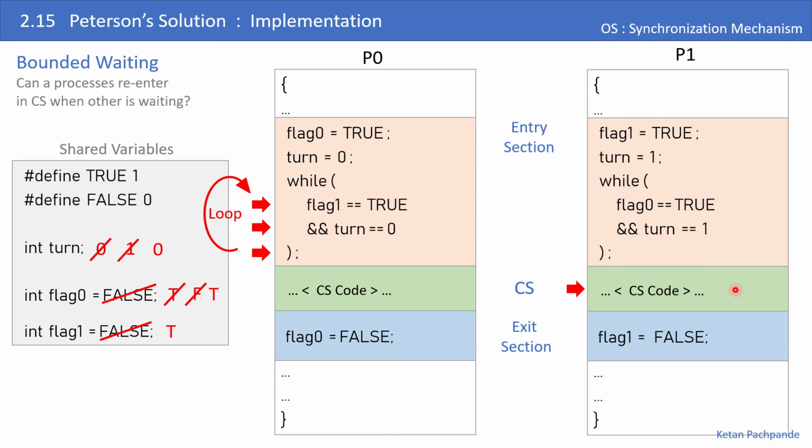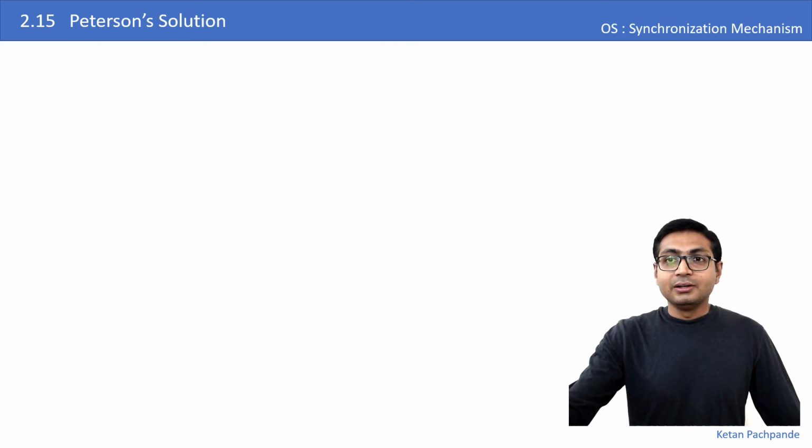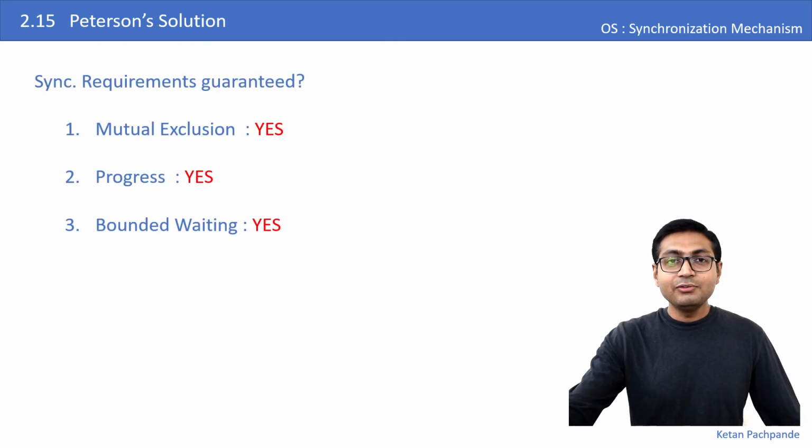So that's why I said if someone is waiting in the entry section, then it is its chance next to enter into the critical section. So to summarize, the bounded waiting synchronization requirement is also guaranteed.